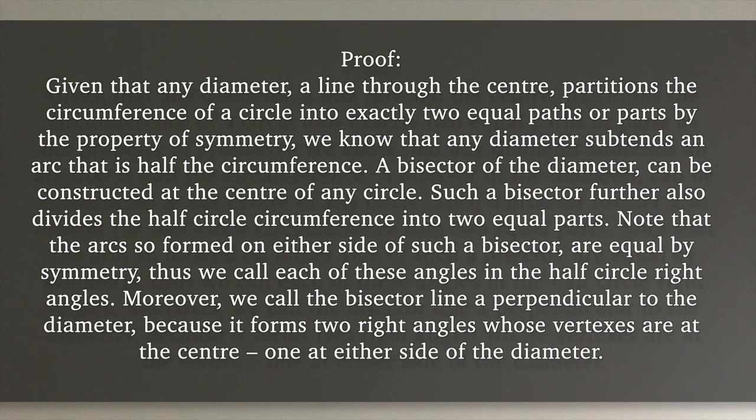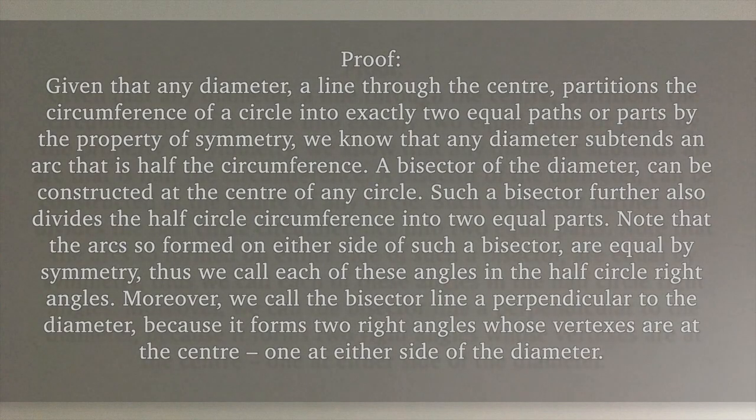Moreover, we call the bisector line a perpendicular to the diameter because it forms two right angles whose vertices are at the center, one at either side of the diameter. We now have defined the concepts of center, vertex, angle, arc, ratio, right angle, radius, diameter, bisector, perpendicular, and introduced the notion of symmetry. That is, the quality of being made up of exactly similar paths or parts.